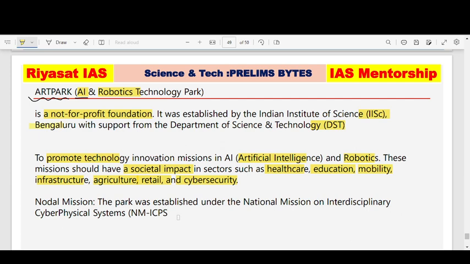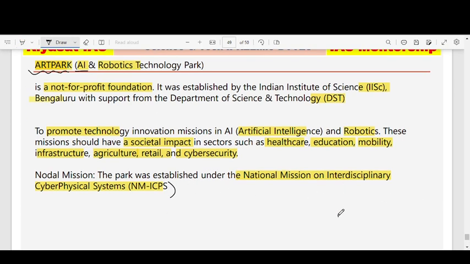Very important fact for UPSC prelims that this art park was established under National Mission on Interdisciplinary Cyber Physical Systems. As all the supercomputers were under the mission of National Supercomputing Mission. So this art park is under NMICPS.